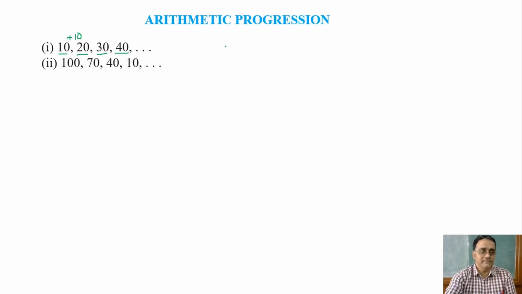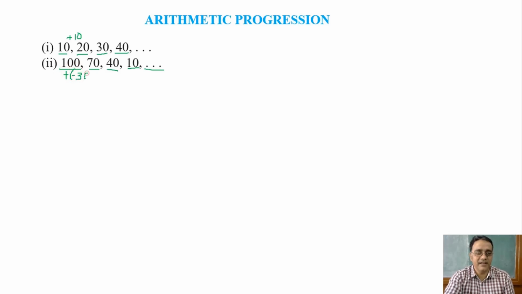And see this one, 100, 70, 40, 10. Can you predict the next one? -20. Yes, right. So here what are we adding? We are adding -30.